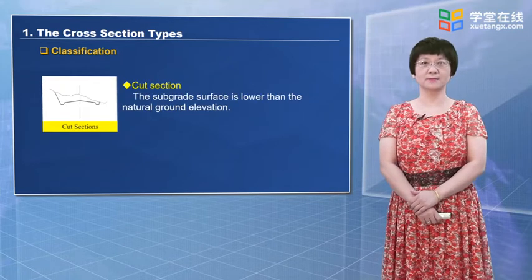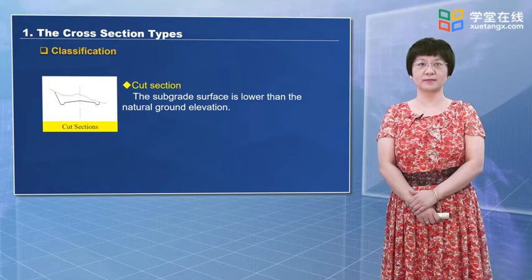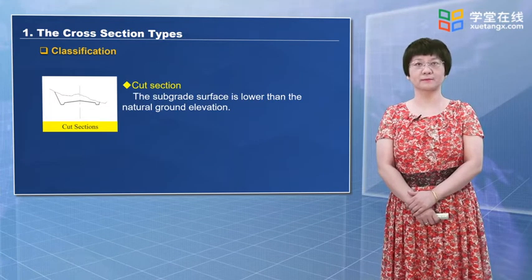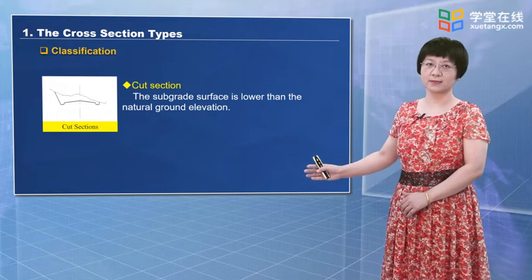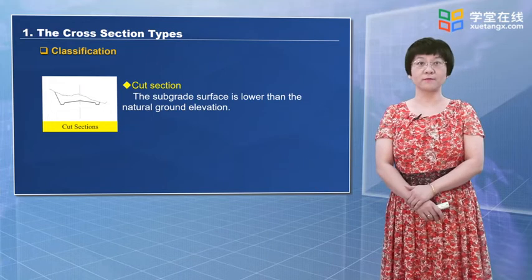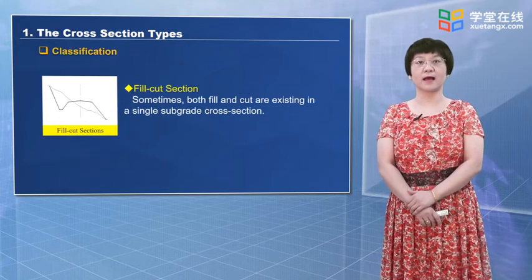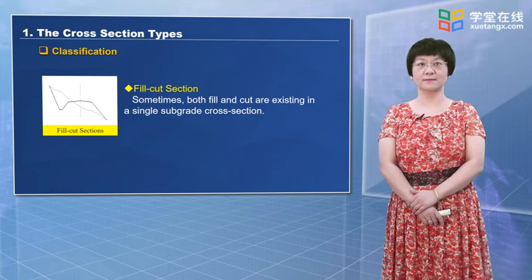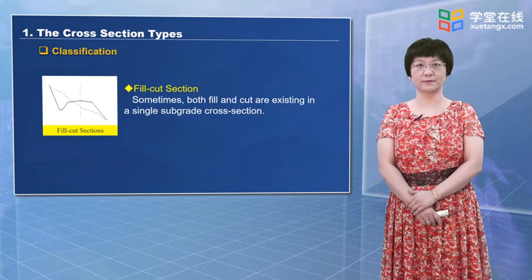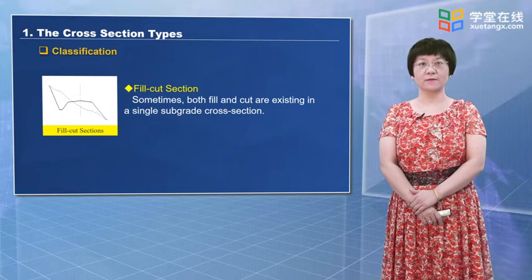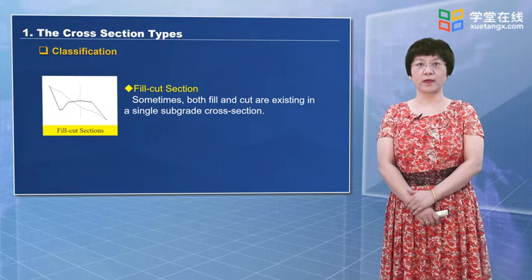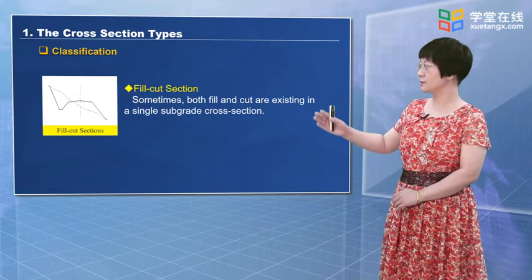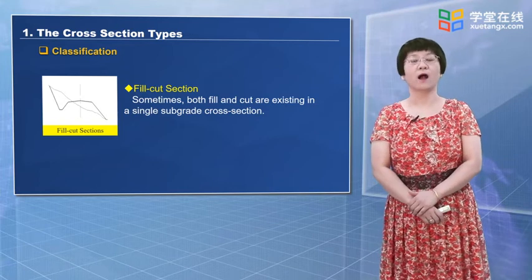Cut section means the subgrade surface is lower than the natural ground elevation. Excavation is needed to form the subgrade, as shown in this one. When both fill and cut exist in the same subgrade cross-section, this type of subgrade is called fill and cut, as shown in this one.